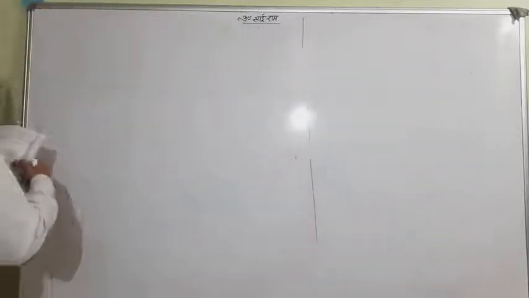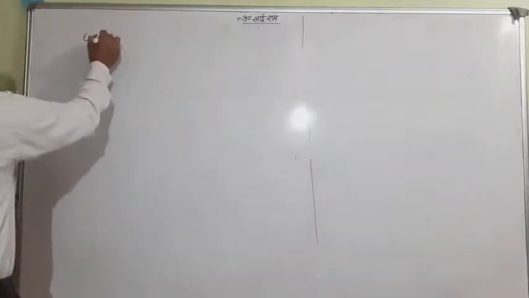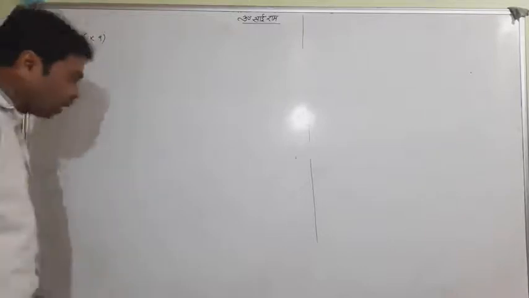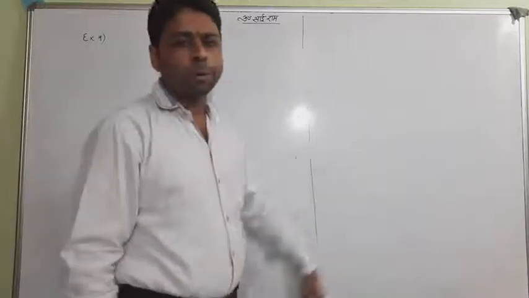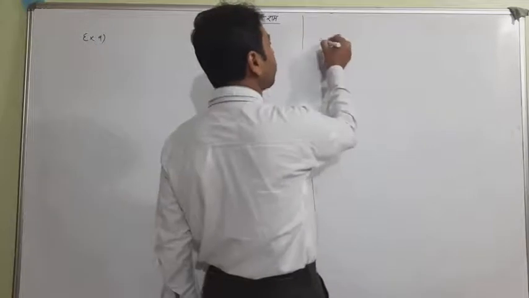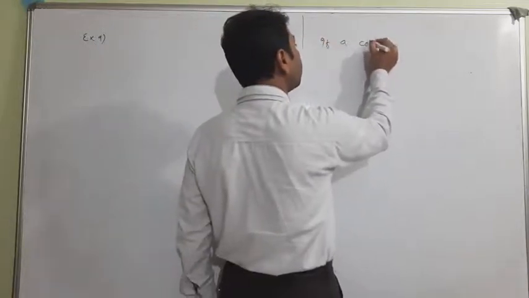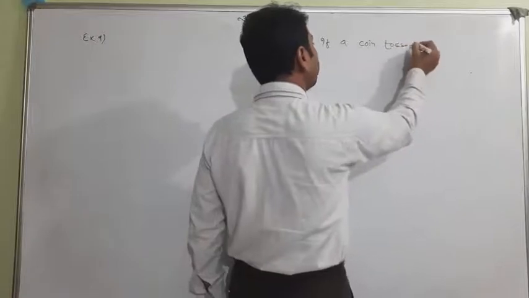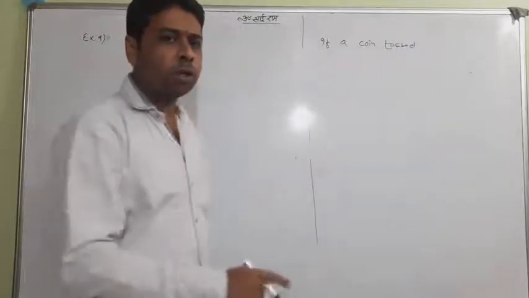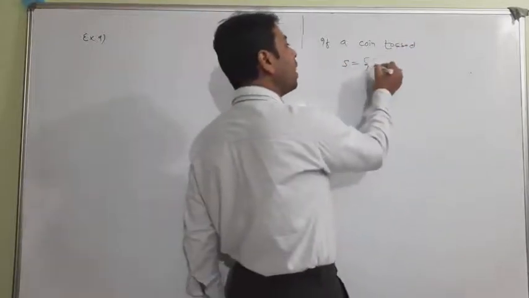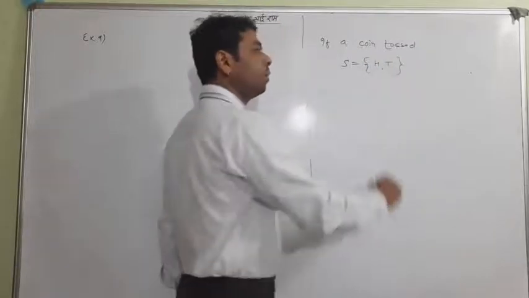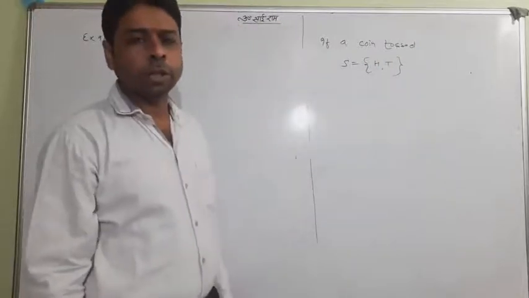We have a good question. This is example number 9. This is a very good question. Before starting the question, I want to tell you about a very special thing. Look here. If a coin is tossed, what is the sample space? H or T. It's very common in general.